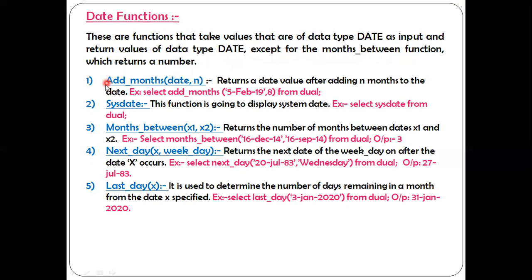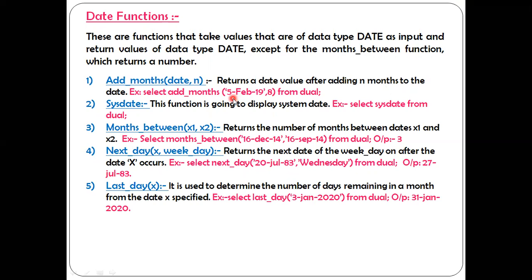We discussed at the beginning of the chapter the different data types used in SQL, like number, character, varchar, date. Have a look at some of the date functions. Here also we have mentioned 5. The first one, add_months. There you can see the underscore. Add_months has 2 parameters: one is date, another one is n. It returns a date value after adding n months to the date. Have a look at this example. I'll tell you. Select add_months.